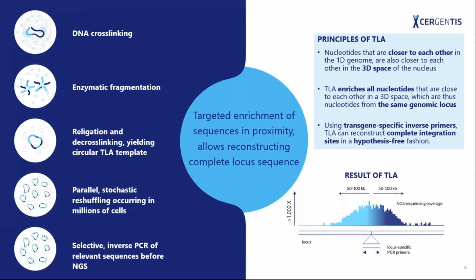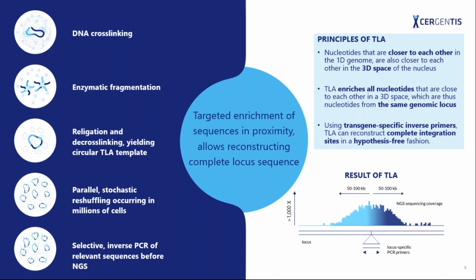So to shortly explain the principles of TLA, the TLA method is based on 2 primary principles, the first one of which is chromosome capture. So what chromosome capture means is that the 3D conformation of DNA within the nucleus of cells is captured or cross-linked, as you can see in the top left.